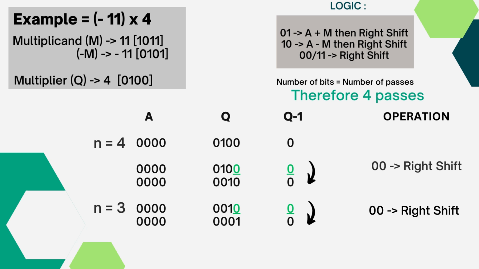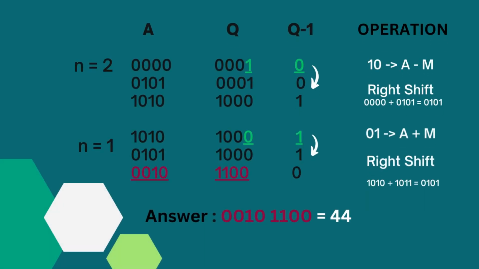After the right shift, we get this value. With n equal to 3, we have the q LSB as 0 and q minus 1 as 0. Again, we have to do a right shift and decrement count by 1, so n becomes 2. In the accumulator we get 0 0 0 0, and the q LSB is 1 and q minus 1 is 0, so it is 1 0. By the algorithm we have to do addition of the content in accumulator and the second complement of m, and again a right shift and a decrement count by 1.